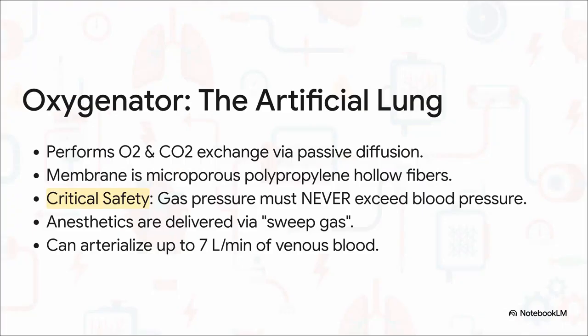The modern oxygenator is really a feat of engineering, but its design has a critical built-in risk. You see, unlike our own lungs, the membrane in an oxygenator has tiny little pores. They're small enough to keep blood in, but they're big enough to let gas get pushed through. So here's the absolute key takeaway. If the pressure on the gas side ever, for any reason, exceeds the pressure on the blood side, gas is going to get forced directly into the bloodstream. And that means a massive, catastrophic gas embolism.